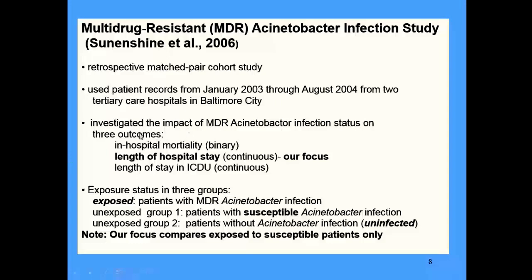Anyhow, this study investigated the impact of multi-drug resistant Acinetobacter infection status on 3 outcomes. One outcome, in-hospital mortality, was whether the person died or not. That's binary. Another is length of hospital stay, and that's the focus I'm going to talk about.